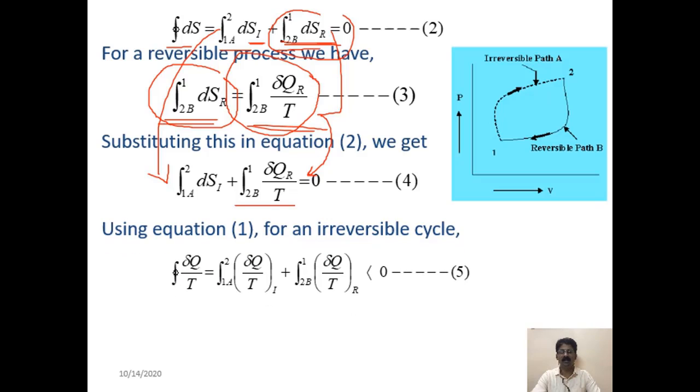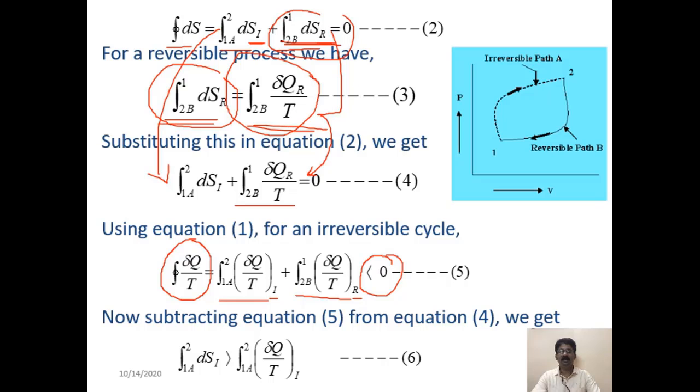Now using equation 1, just recall, the cyclic integral of del q by t is less than 0 for an irreversible cycle and equal to 0 for a reversible cycle. So the cyclic integral of del q by t for the cycle is nothing but del q by t for path 1a2, which is irreversible, plus del q by t for the path 2b1, which is reversible. Since one of the processes is irreversible, this quantity is less than 0. So that is what I told you: the del q by t value is less than 0 for an irreversible process or cycle. If we take the cyclic integral for the cycle, it is less than 0.